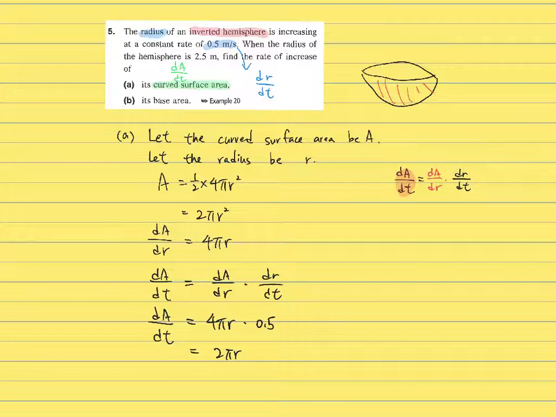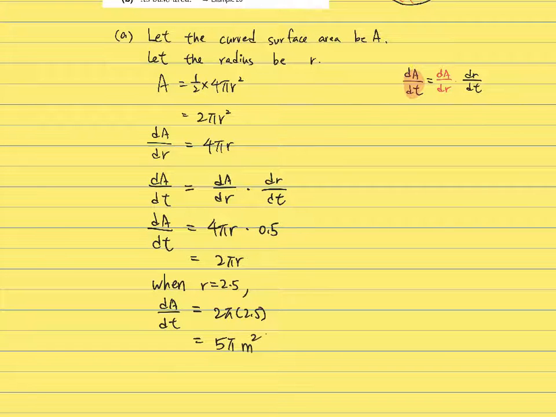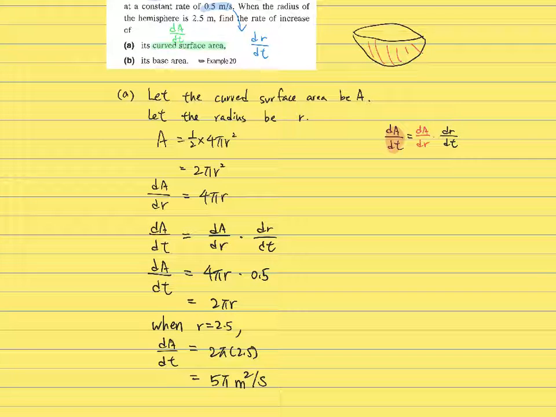Now, what is the radius? The radius is 2.5. So when r is equal to 2.5, dA/dt will be equal to 2 pi times 2.5, which equals 5 pi meters squared per second. Okay, part B, we are asked to find the base area.